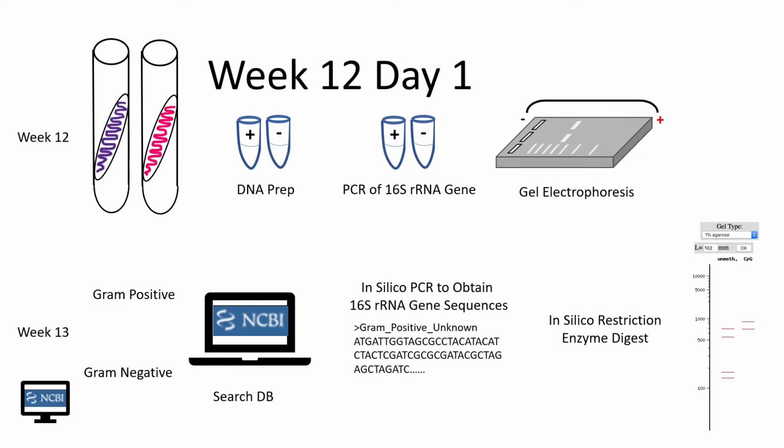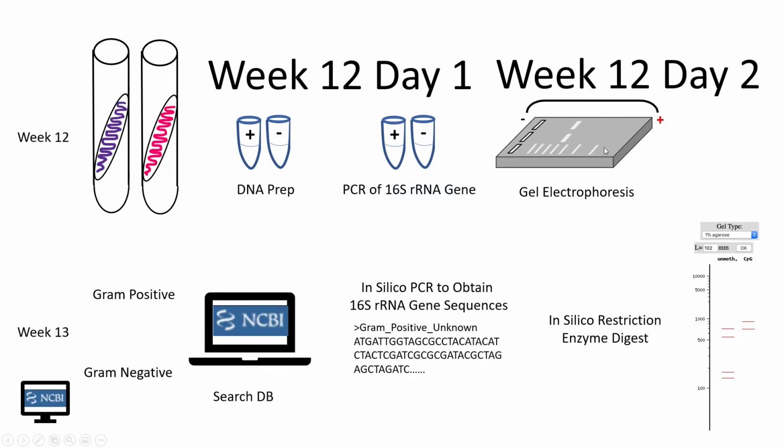We're then going to do a PCR of this 16S ribosomal gene, and then on week 12, day 2, we're going to run a gel electrophoresis. So we'll load it up in some gels and run it on the gel, and it'll separate out, and we'll look for our band and confirm that it exists and maybe what size it is. So this isn't exactly what we do in the real world, but it is something that you guys should be aware of.